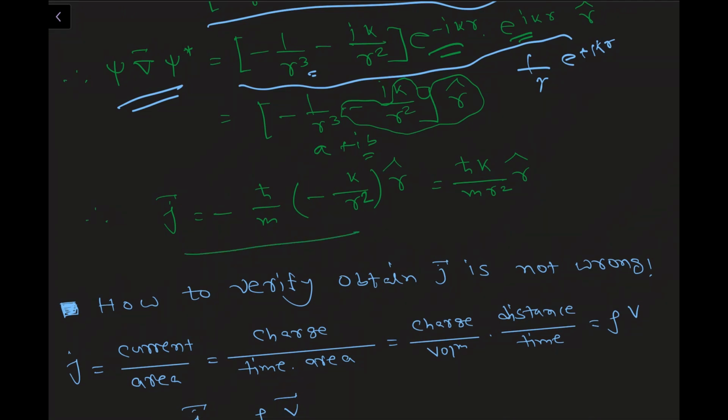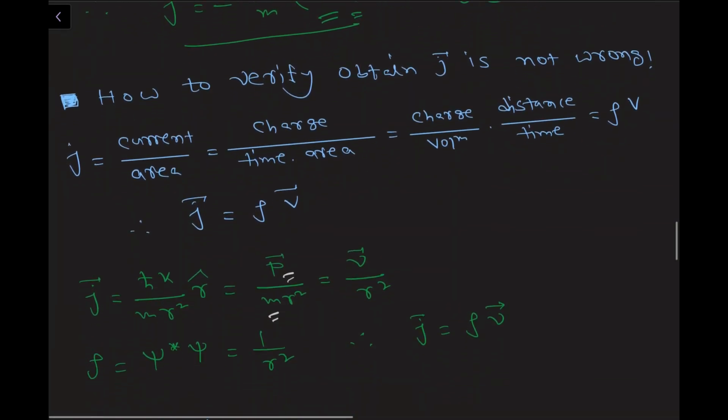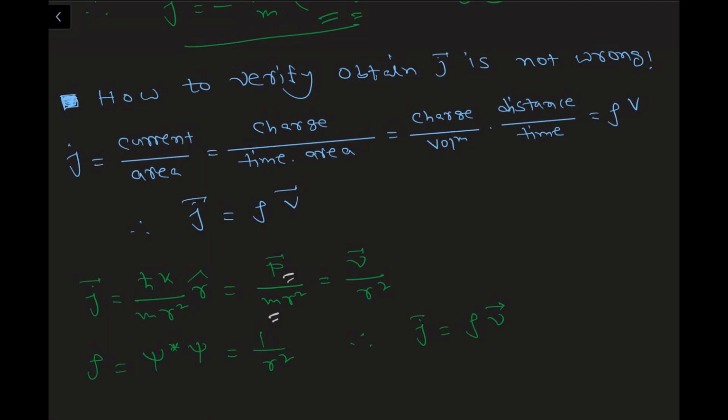So our j will be minus h cut by m times the imaginary part of psi del psi star, which is nothing but minus k by r square into r cap. So our j becomes h cut k by m r square into r cap. Now how to check or verify that the j we get is right?